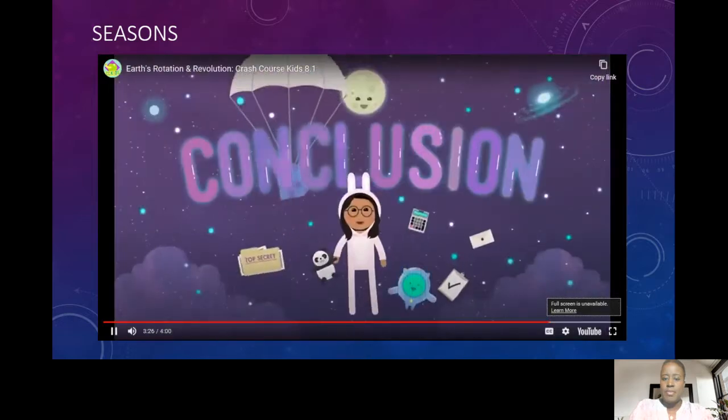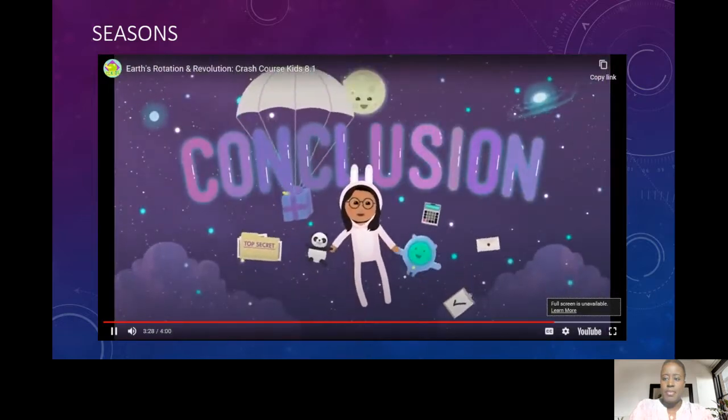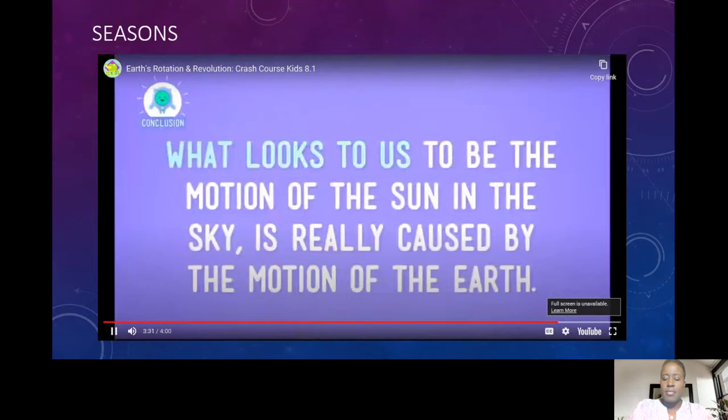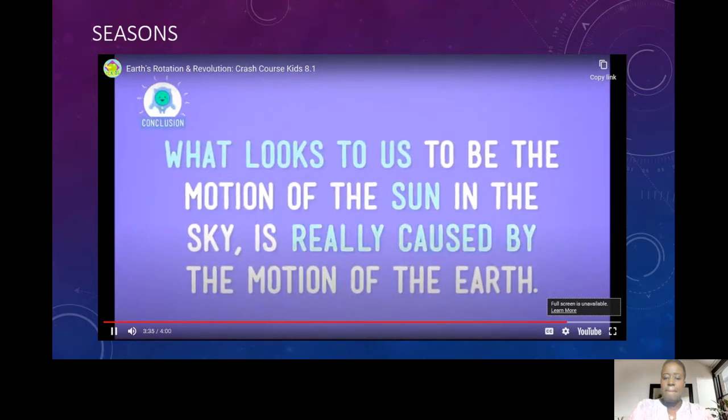So, do you notice how the Earth keeps rotating as it revolves around the sun? If this were the real sun and Earth, by the time you get back to where you started, the globe would have completed 365 rotations, or days. And that's another year gone by. So, what does all this show us? It shows that what looks to us to be the motion of the sun in the sky is really caused by the motion of the Earth.